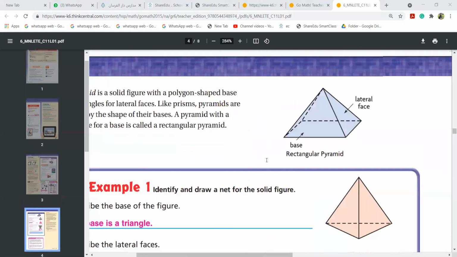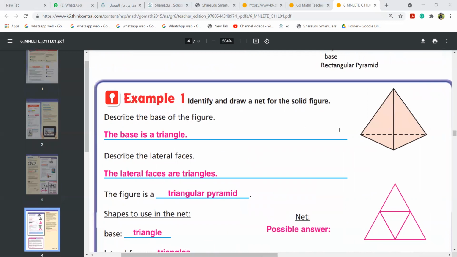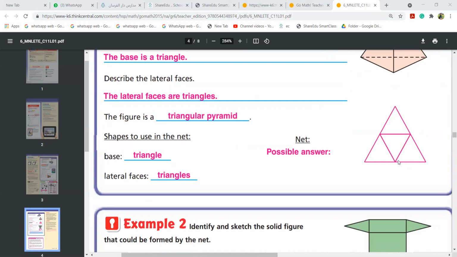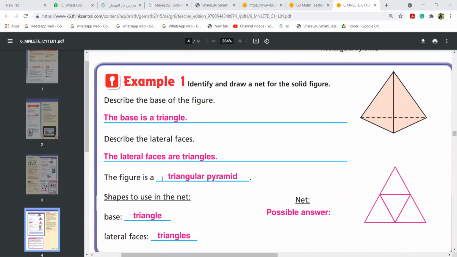Coming to the next page. Now, what is the base of the figure? You have two triangles, right? The base is a triangle. Even the lateral surfaces are triangles. The base is a triangle, and the sides also are triangles. When you open them, it's called a triangular pyramid. Whenever everything is a triangle, it is a pyramid. So it is a triangular pyramid. The base is a triangle, the lateral faces are triangles. Please write it down. Let me know if you have any questions.